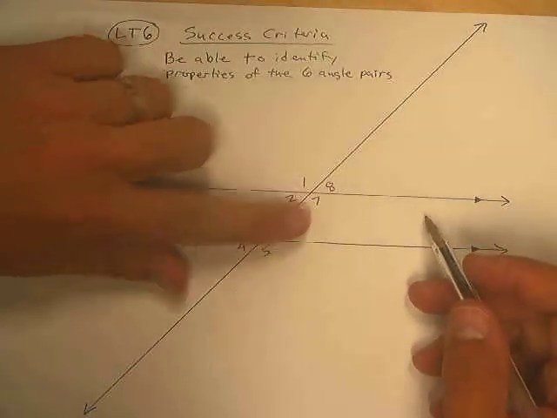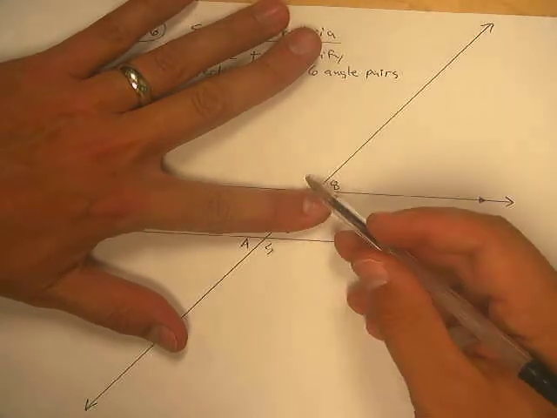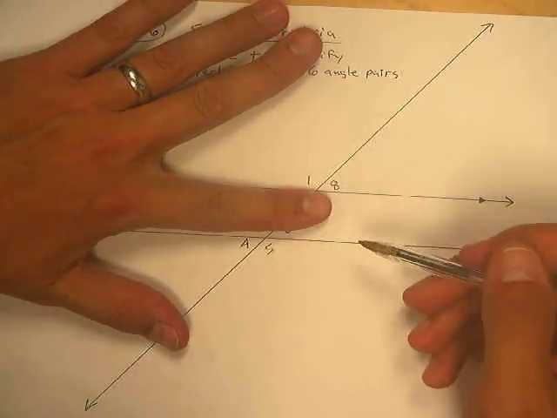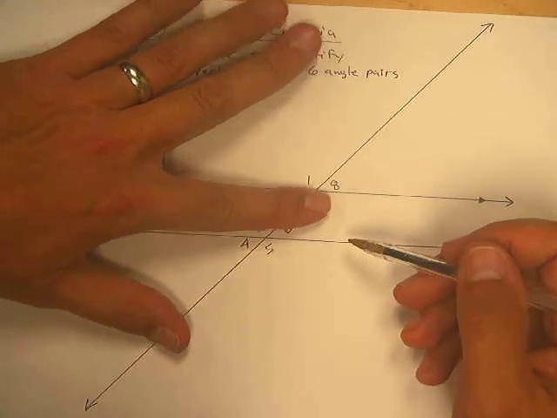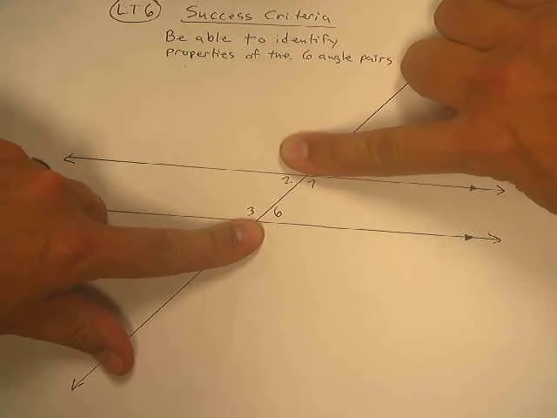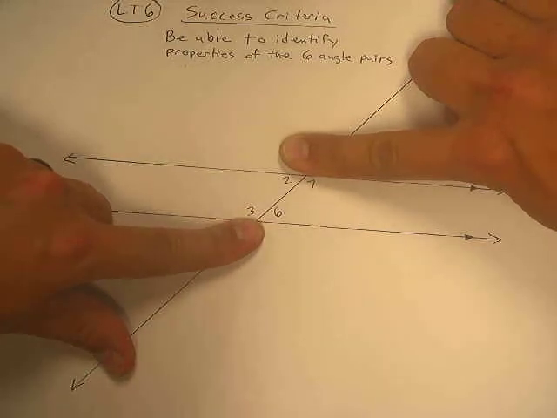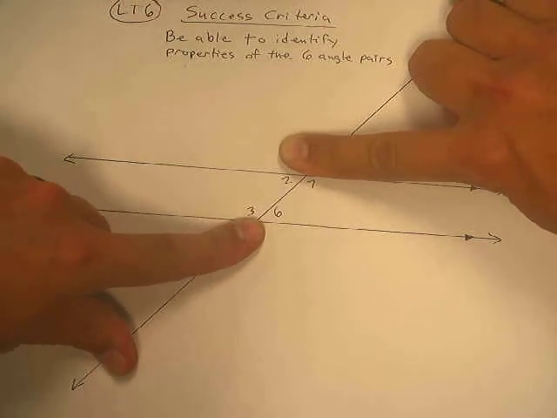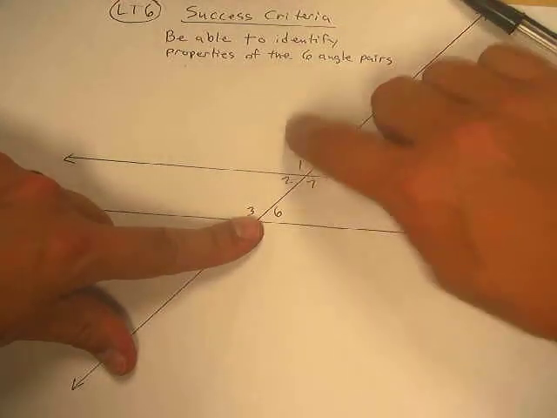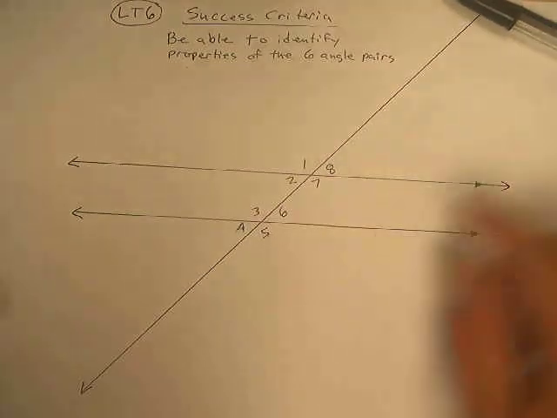1 and 5 and 4 and 8 are outside the 2 parallel lines. So 1 and 5, 4 and 8 are alternate exterior angles. Inside, 2 and 6, 3 and 7, those are alternate interior angles. Again, alternate interior angles 2 and 6, 3 and 7. Consecutive interior angles would be 2 and 3, 6 and 7, because there's nothing between them. 2 and 3, 6 and 7.